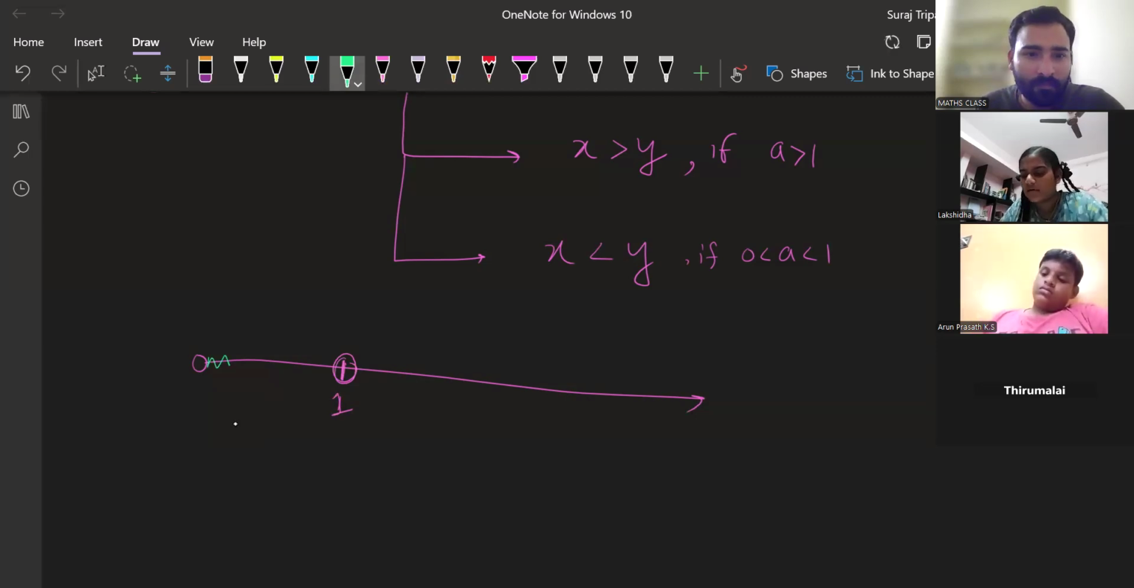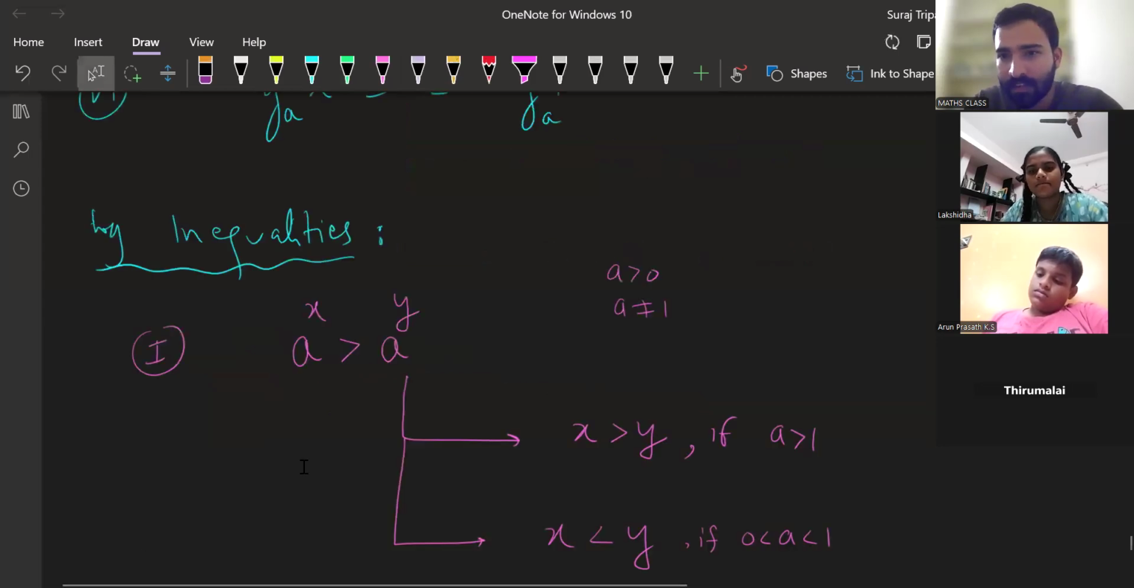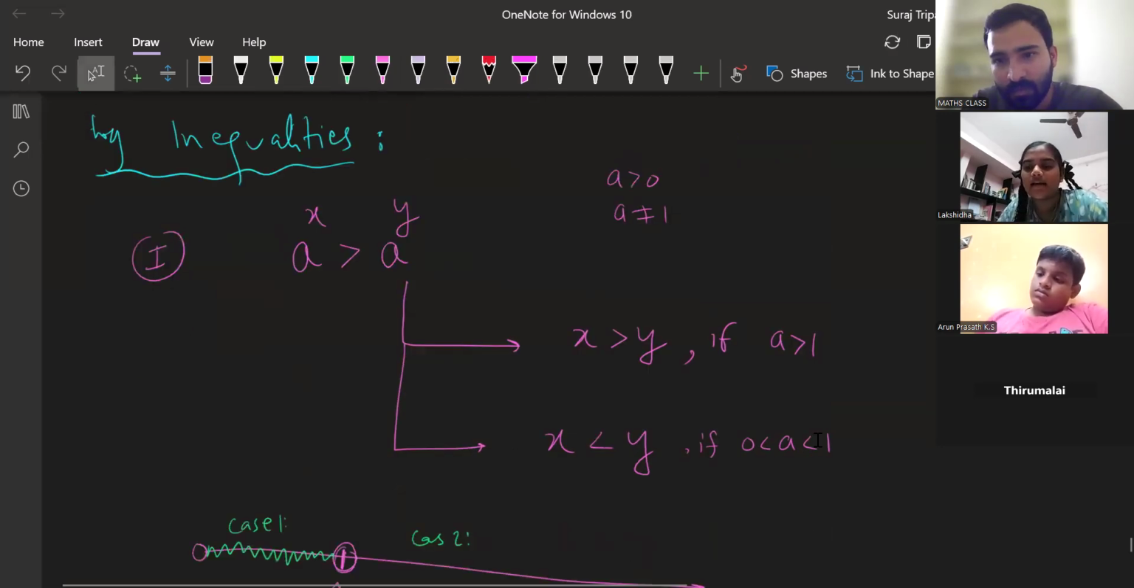Can you repeat the above points, sir? Why should a be greater than 1, sir? Why? Base is greater than 0. Why is a greater than 1? Yes, see here.